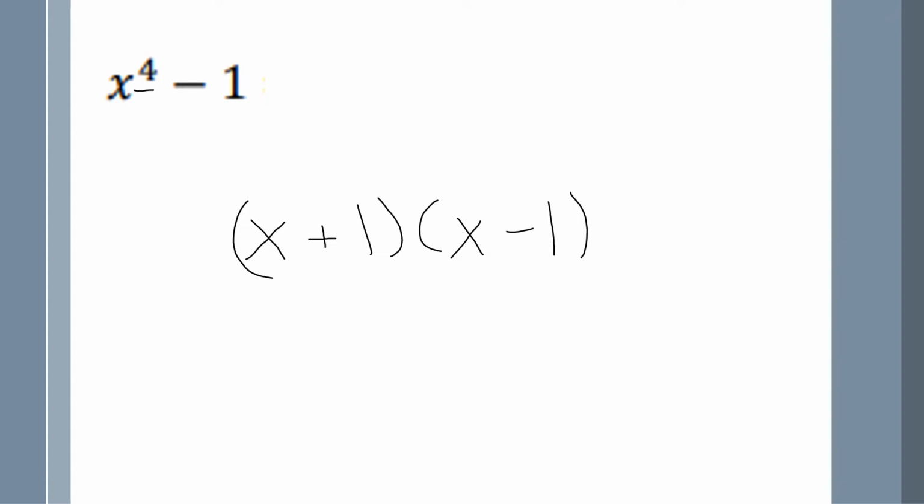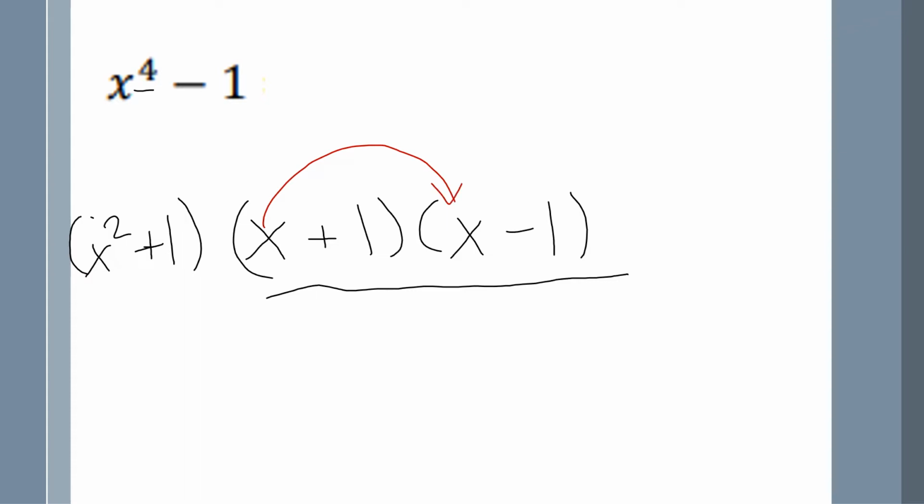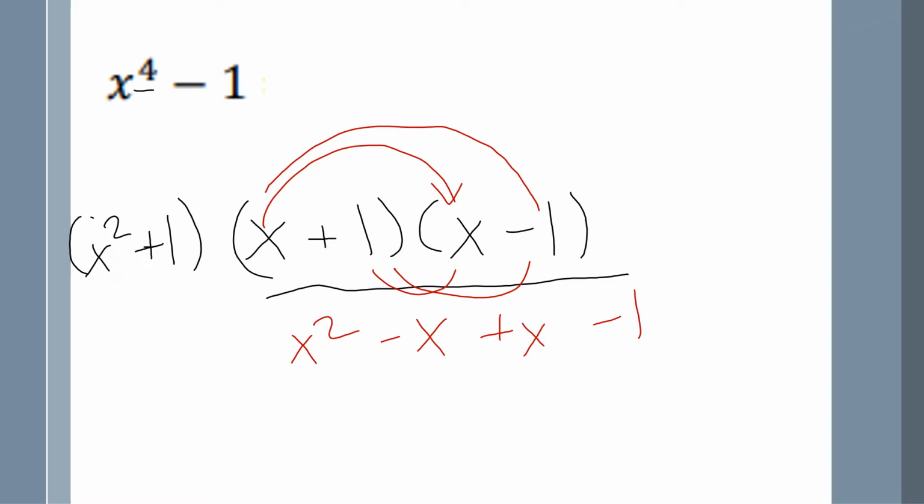So remember this part. But what's left? How many x's did I take away from that 4? 2. So what you have left over is going to be x squared plus 1. When you're dealing with squares, it's easier to check your work that way. So let's just check our work. So we get x squared, negative x plus x, minus 1. And when we do that, that cancels. So that's x squared minus 1. And then we're going to do x squared plus 1.